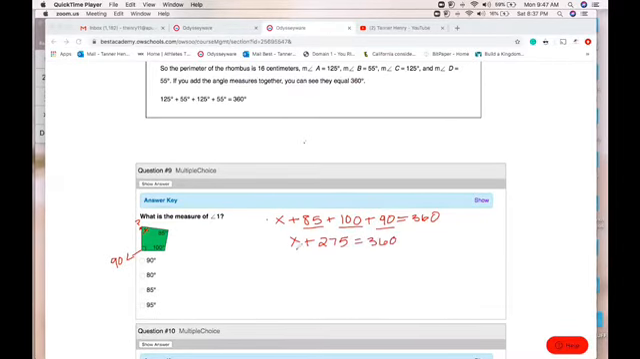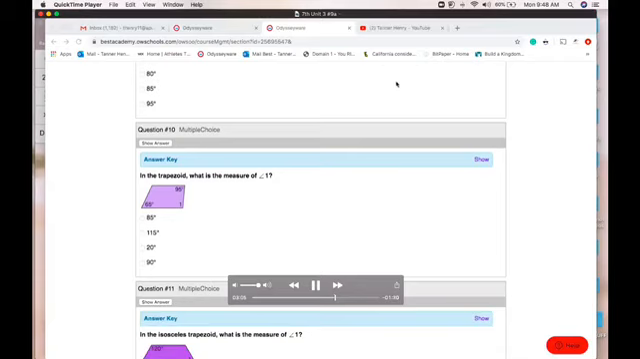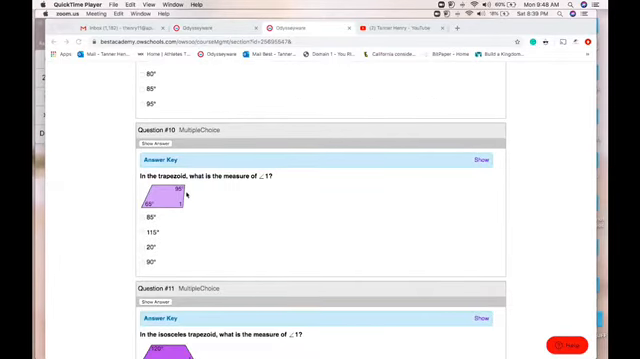To get X by itself, we do the opposite operation. So instead of adding 275, we subtract 275 to each side. And then we get X equals, what do you think? 85.